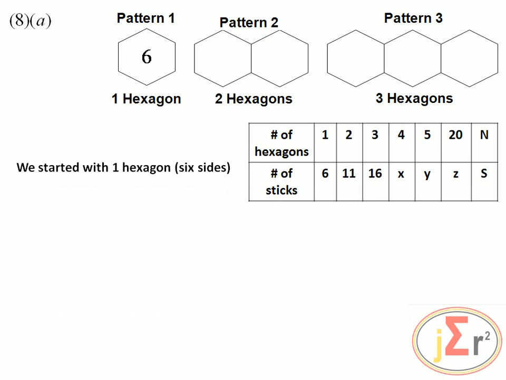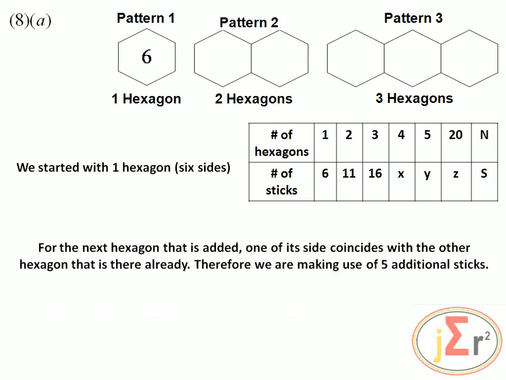We started with one hexagon, and the hexagon has 6 sides. For the next hexagon that is added, one of its sides coincides with the other hexagon that is there already. Therefore, we are making use of 5 additional sticks. So when we have a hexagon and we need to put another hexagon beside it, we are making use of this stick that is there already. So we are not using 6 additional sticks, we are using 5 additional sticks.